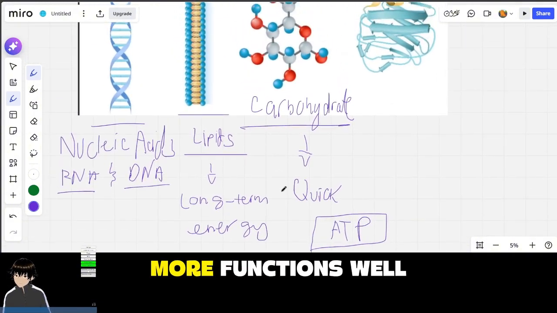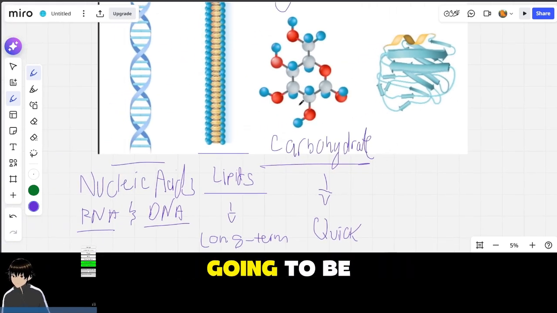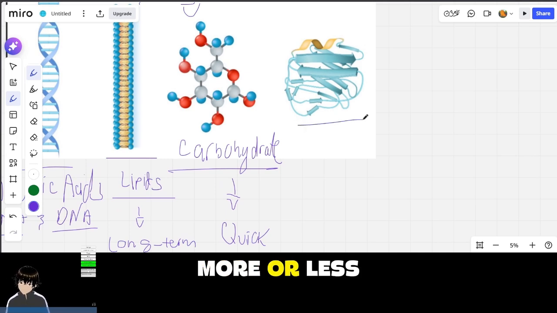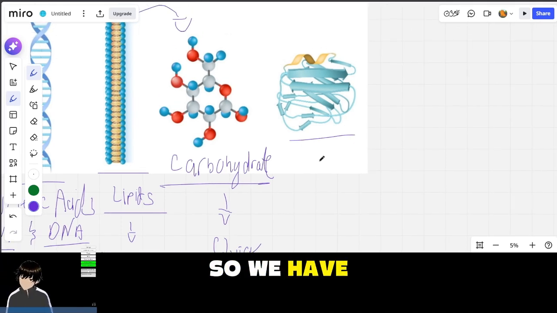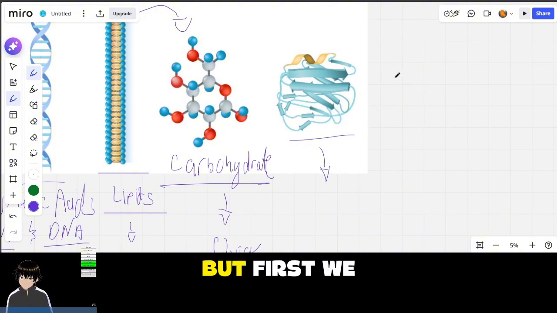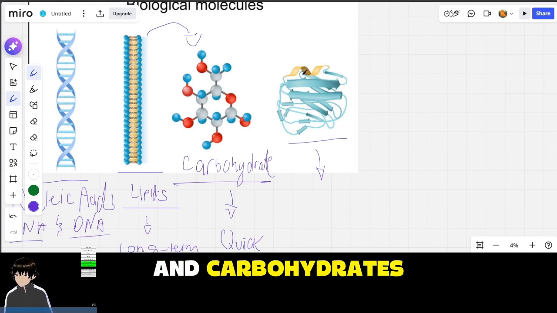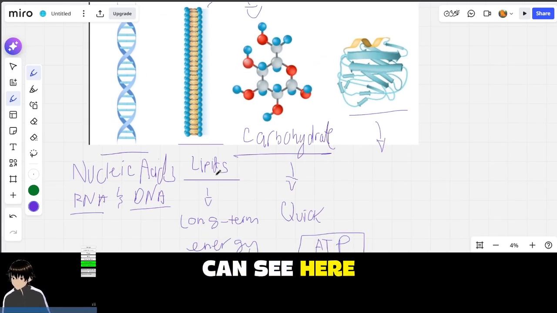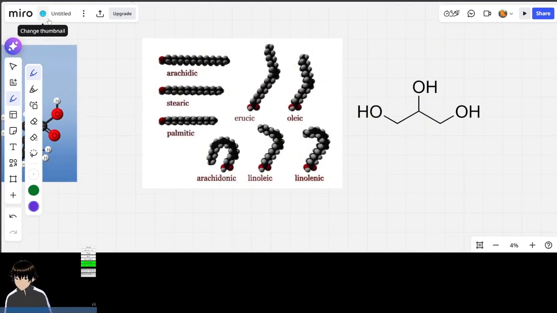Of course, there are many more functions relating to nucleic acids, lipids, and carbohydrates, but we're not going to be deep diving into them. More or less, just an overview of what their uses are. So we have the last biomolecule, okay. But first, we have to talk about the monomers of lipids and carbohydrates. So if we can see here, let me see if I got this correct.